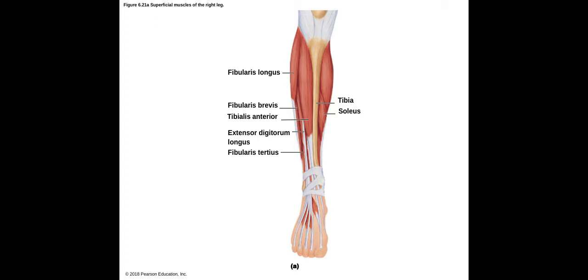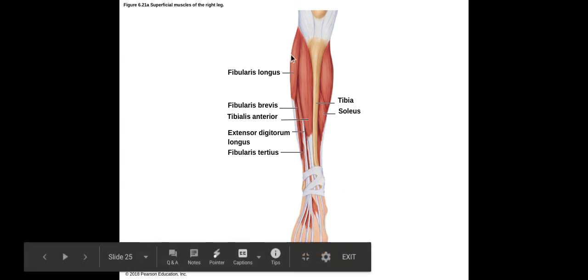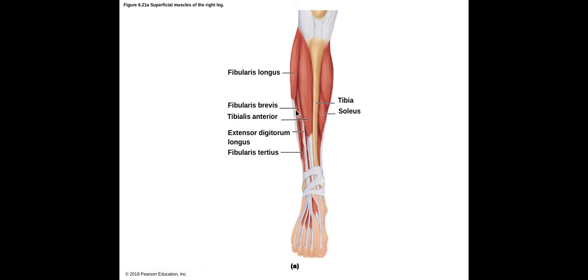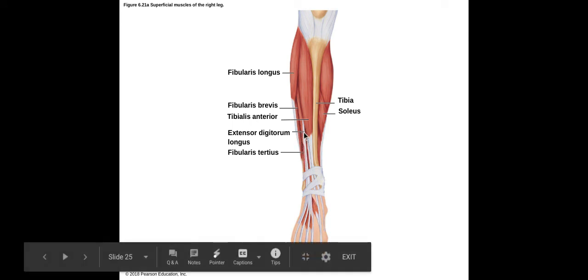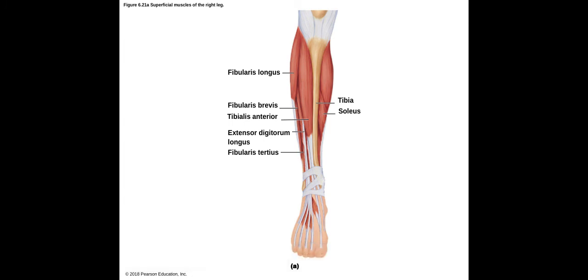In the lower leg, you have the fibularis longus, which would be the outside here. The fibularis brevis would be right here. The tibialis anterior on the side of the tibia. Soleus would be on the inside of the tibia. The extensor digitorum longus would be going all the way down to your toes here. And the fibularis tertius. So there's some crazy names on here, but just remember the names and where they are and stuff like that. That'd help a lot.